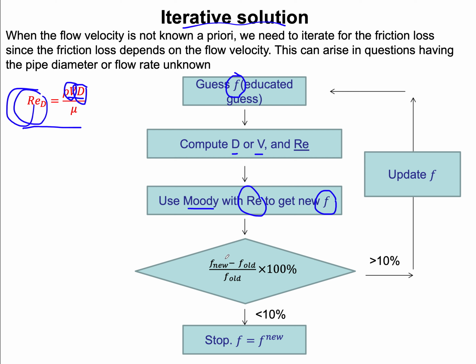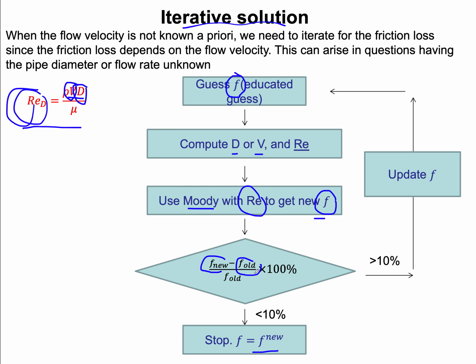This new friction factor, you compare it to the old one, which is the one that you started with, and if the difference is less than 10%, then you've arrived. These two numbers are very close together, so it could be 0.1 and this would be 0.11, so it's within 10%, you're fine, you've gotten to the final answer. Stick with the last iteration.